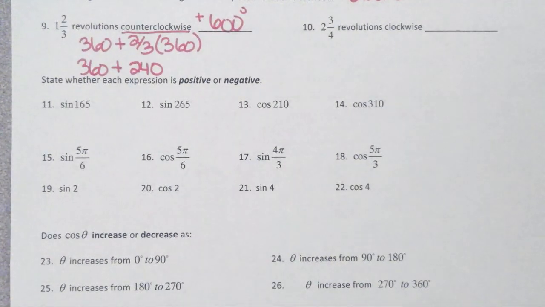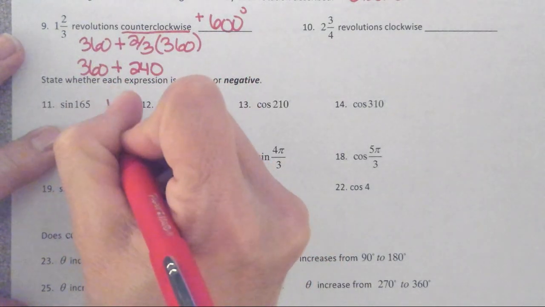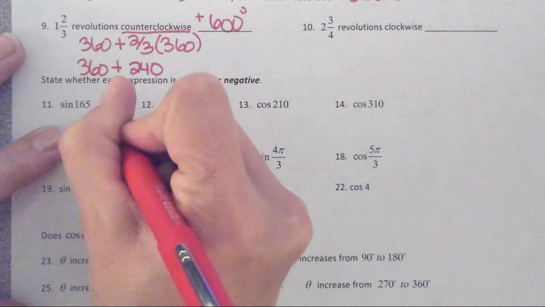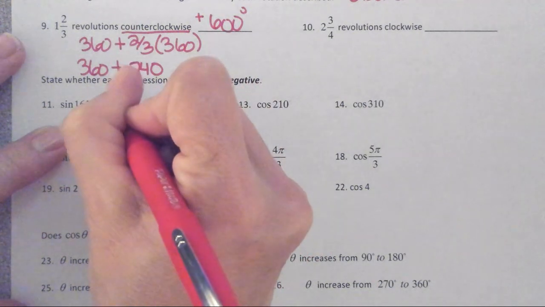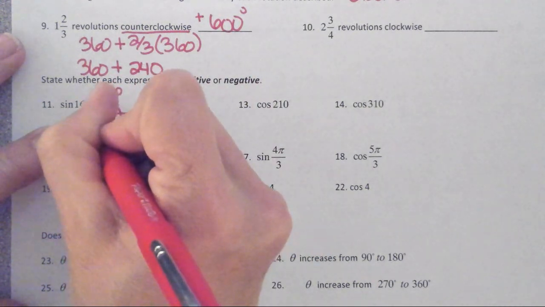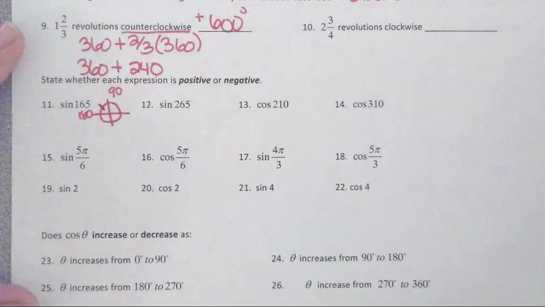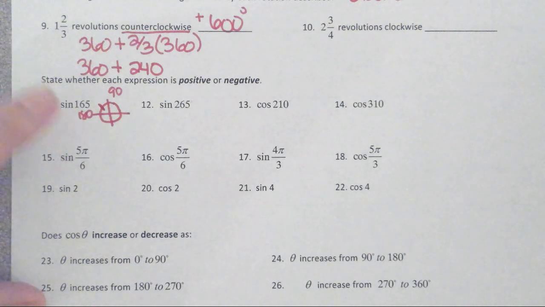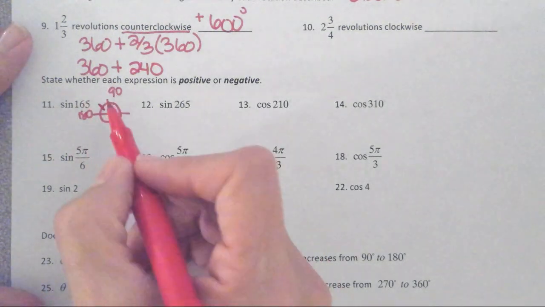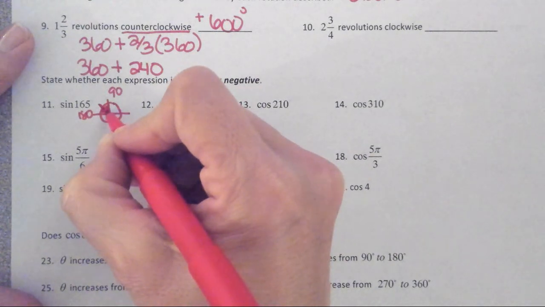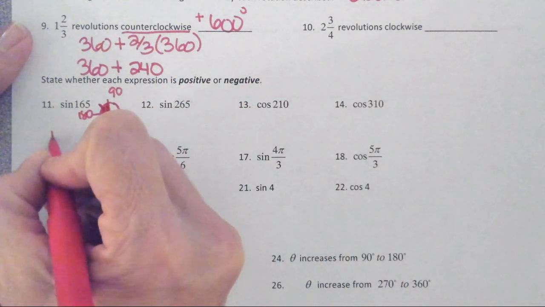On 11 through 22, they ask me to state whether each expression is positive or negative. So I'll do 11, 15, 19, one from each row. On 11, the first thing you want to do is try to remember where 165 degrees is. At the top is 90, the left side is 180, so 165 is going to be somewhere in quadrant 2. We're talking about sine, and sine means y value. What are your y values in quadrant 2? Well, in quadrant 2, all my y values are positive.